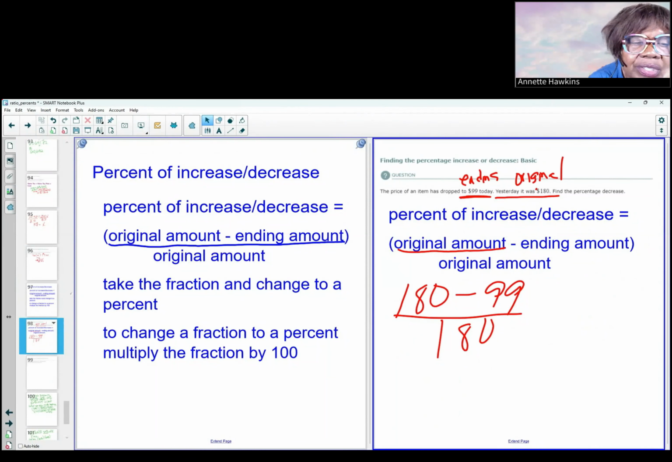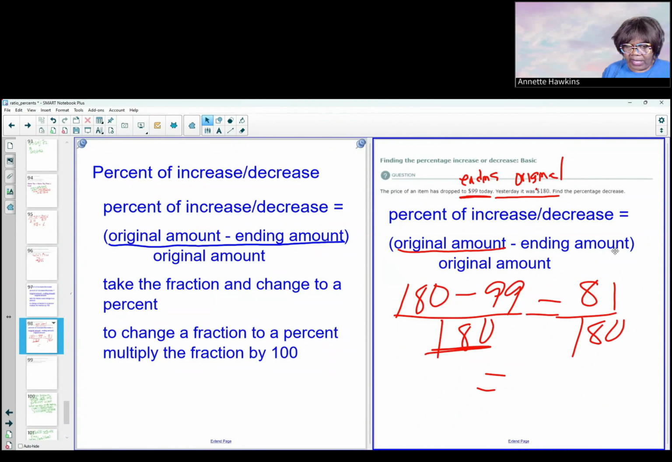Okay. Because yesterday came before today. So the original amount was 180 minus the ending amount, which is 99. And then this was the original. So 180 minus 99 is what? 81. Let me make sure. Over 180. Okay. So 81 over 180. And we're going to change this. Okay. Now, when I do this on my calculator, or you can change this to, well, let's do it.